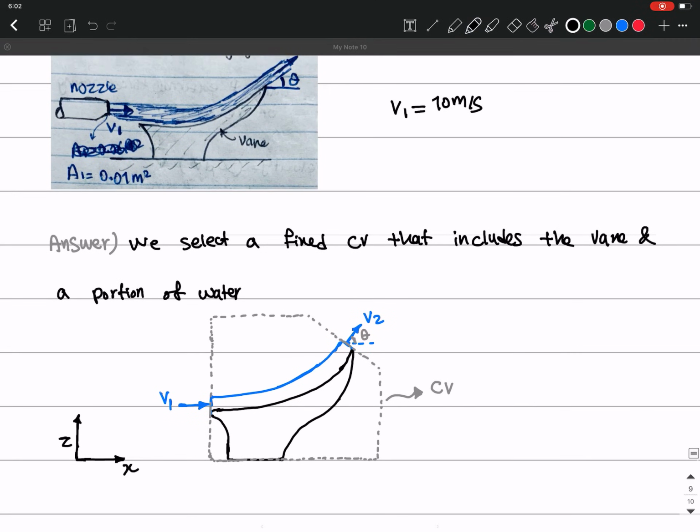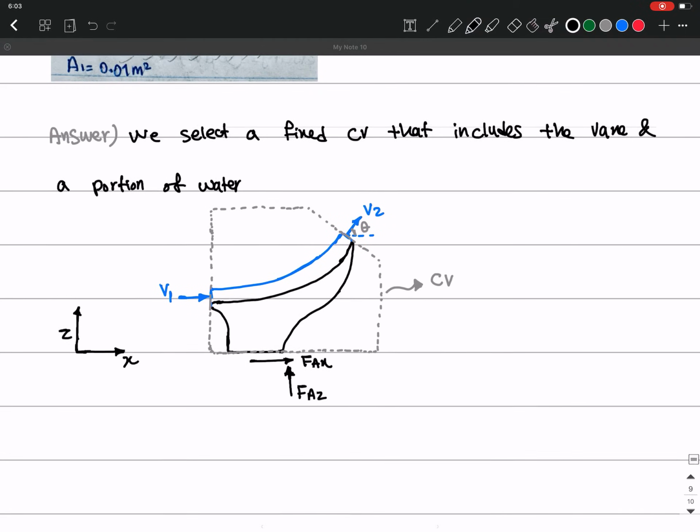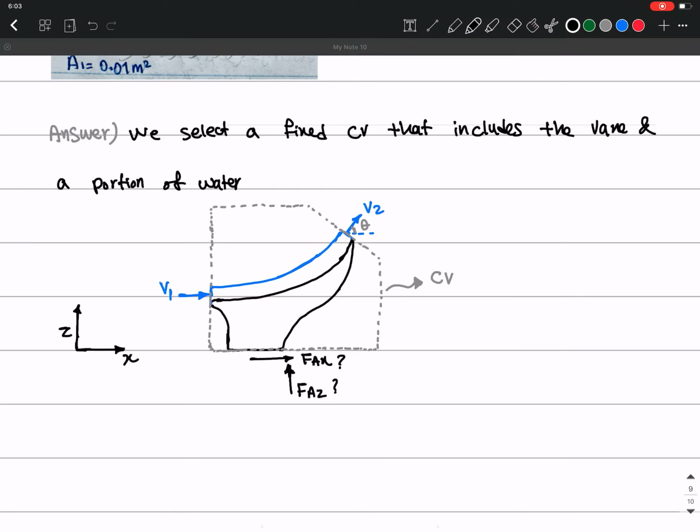And so the forces that act on this system, on this vane, these anchoring forces that need to hold the vane, are, one, FAX in the horizontal direction, and the other one is the vertical force, right? FAZ. I call it FAZ. Okay, so I want to find these anchoring forces. So the first thing I do is I have to write a linear momentum equation.